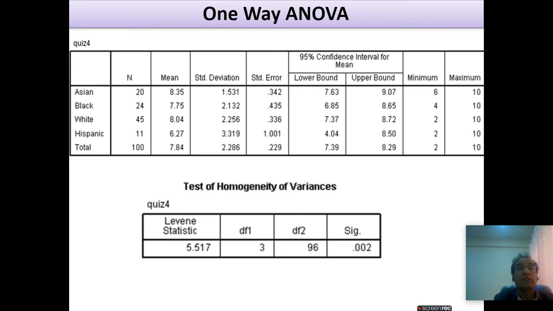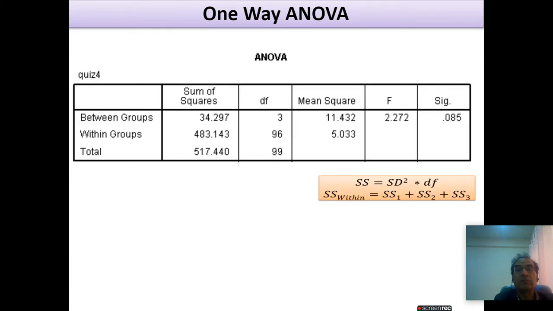So in this type we apply the test of homogeneity of variance. The Levene statistic is 5.35, degree of freedom 1 is 3, degree of freedom 2 is 96. So the significance value is 0.003, that's less than 0.05.